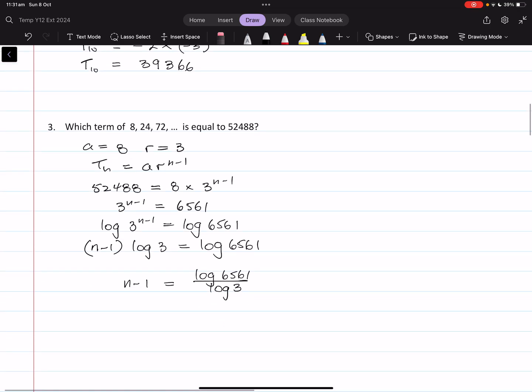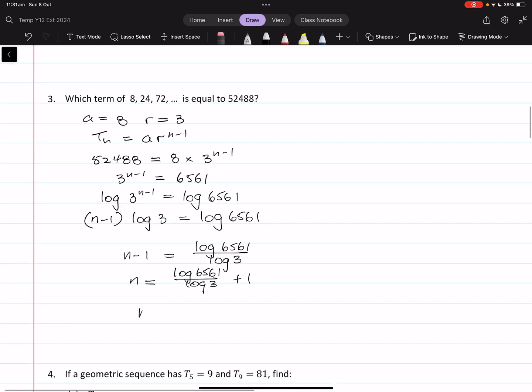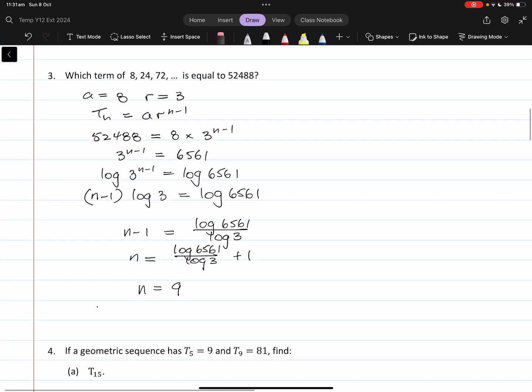And so n, you could calculate at that point, but I might just take one line here and write that as n is equal to log of 6,561 on log 3 plus 1, and do all that in the calculator. And you should get that n is 9, and so therefore it's the 9th term.